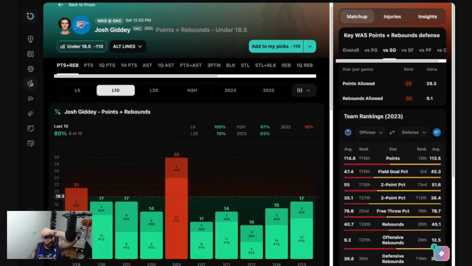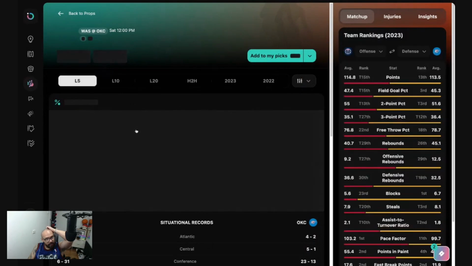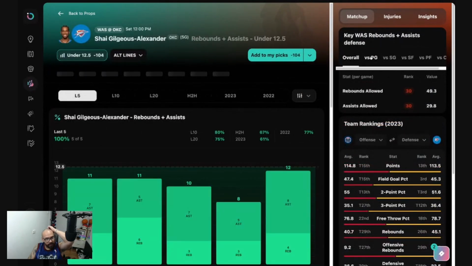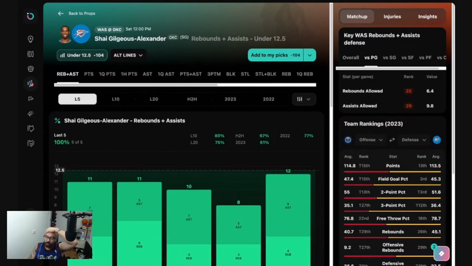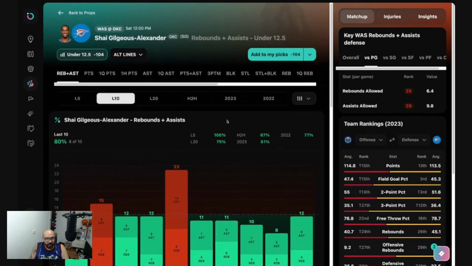So what else is there? We had SGA under 12.5 rebounds and assists. So in terms of the matchup, again, not a good one for this type of bet. And it's partly why we see the under in this one because the matchup is so good, they've had to lift the lines. I can pretty much guarantee you his line was not 12.5 in all of these games. So he's pretty much been very close to this 12.5. So I wouldn't be willing to take the under on this.